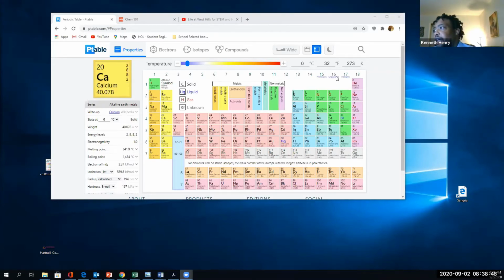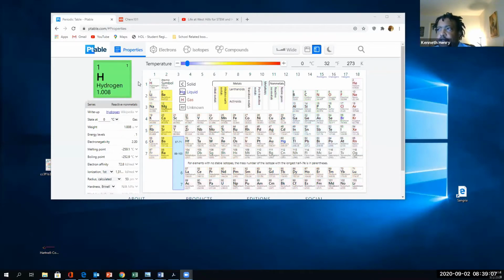So the numbers up top, this is called your group. The numbers on the side is called your period. So groups behave very similarly. Your periods, not so much, right? Things that are in the same period are not necessarily going to behave the same way.